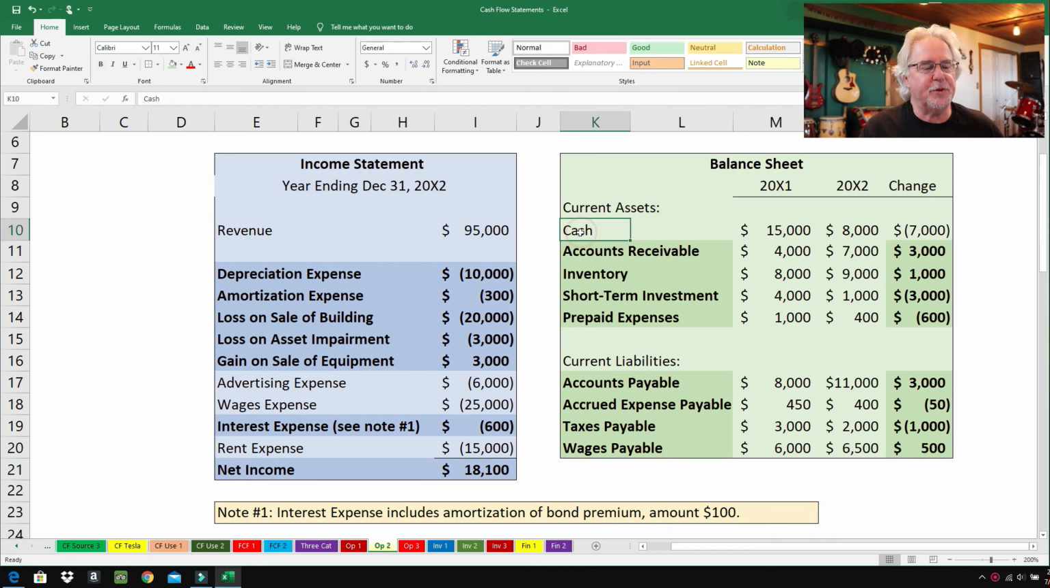Anyways, going on here to the balance sheet. Now cash, we're going to leave that alone more or less, but it is good to know that cash started out at $15,000 at the beginning of this year, and at the end of this year, that is 2002, it dropped down to $8,000.